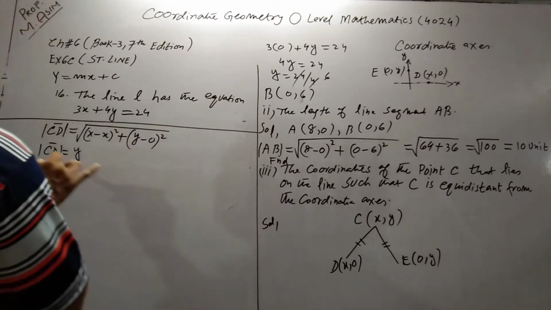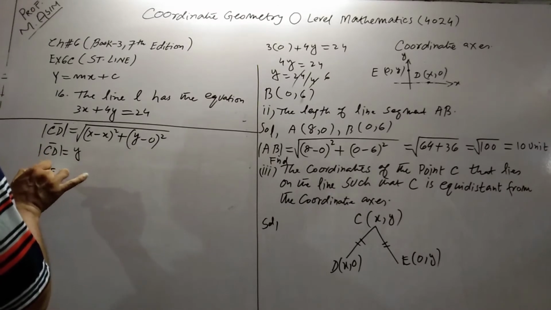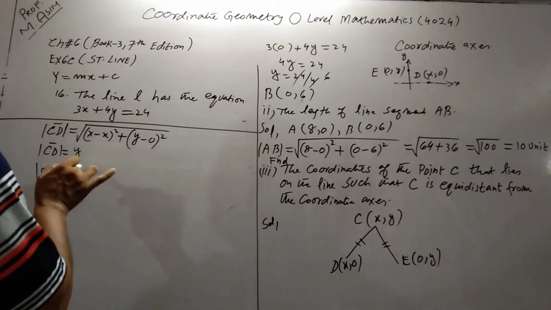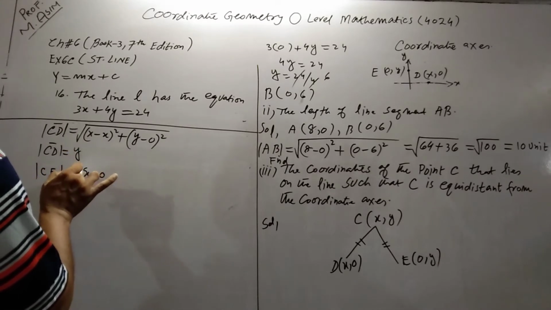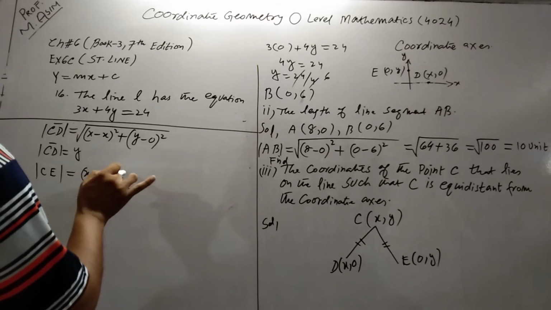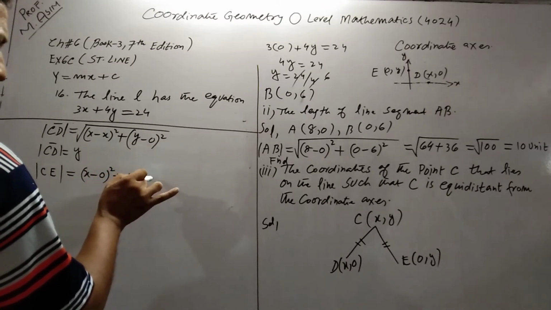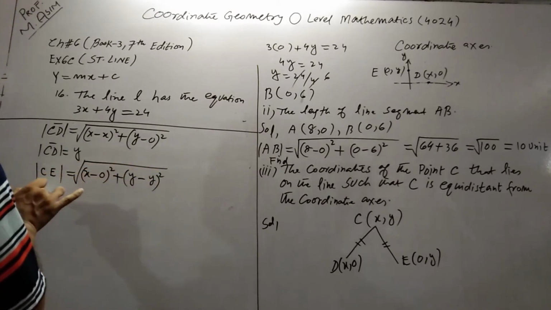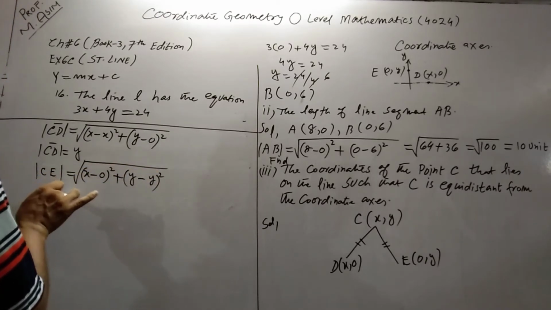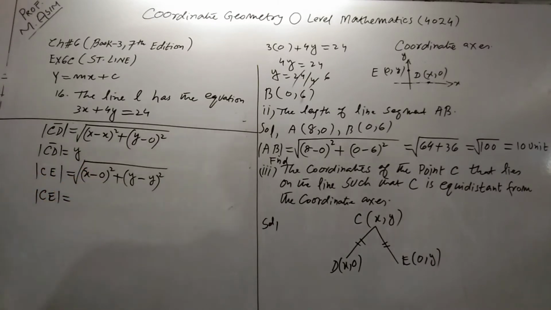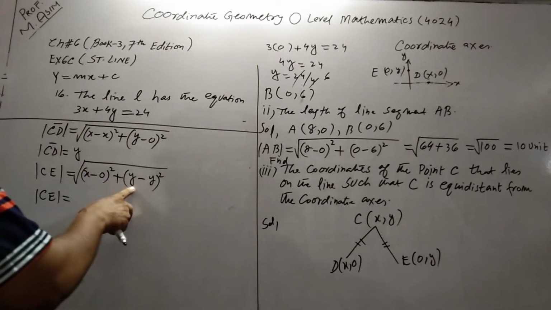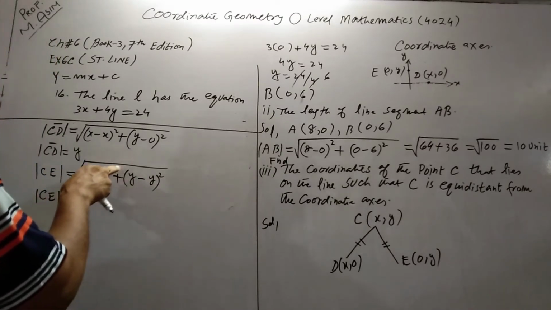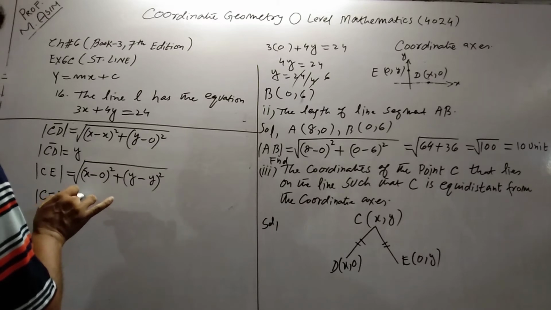Now we have to find the distance of CE. The distance of CE is the square root of (x minus 0) square plus (y minus y) square. X minus 0 is x, x square is x square. Y minus y is 0 and 0 square is 0. Therefore x square, this square cancelled by this root. The only answer is CE equals x.